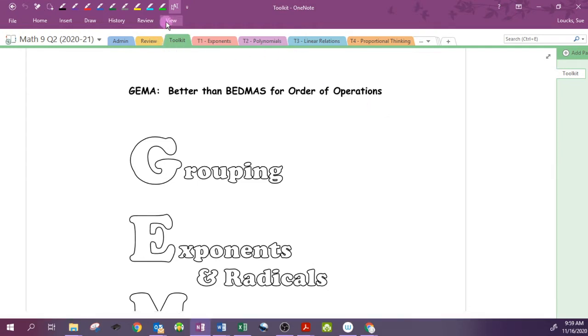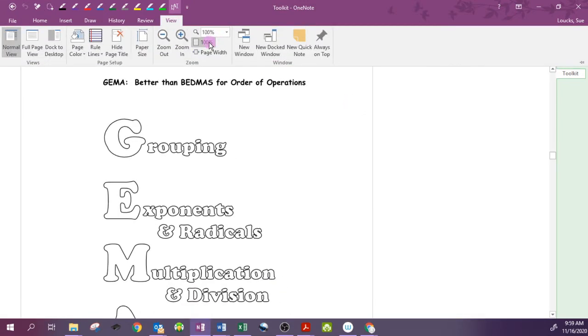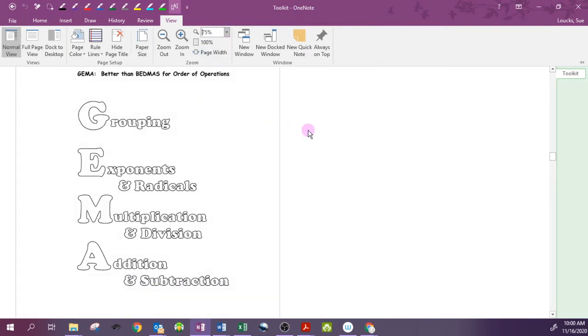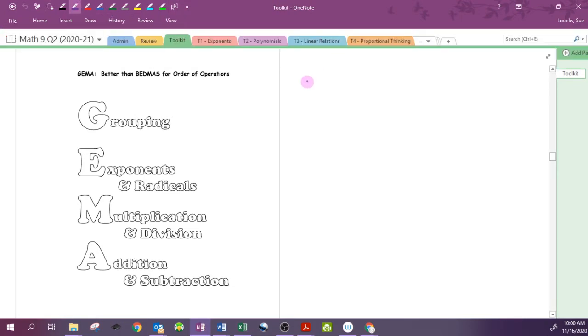Now, I know you've probably been taught BEDMAS, but I'm personally on a mission to eliminate BEDMAS because a couple of years ago I stumbled across this GEMMA, and it's a much better acronym. And here's the reason why. When you do BEDMAS, if you're lucky, your teacher always wrote it like this, but it's more likely your teacher either wrote it like this or BEDMAS like this.